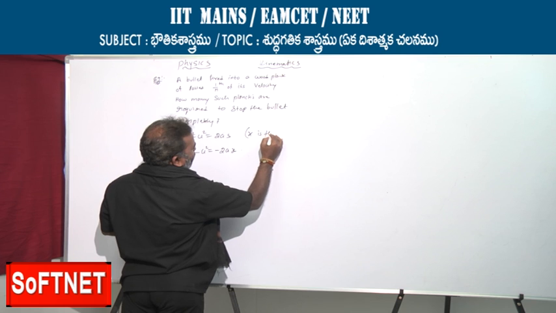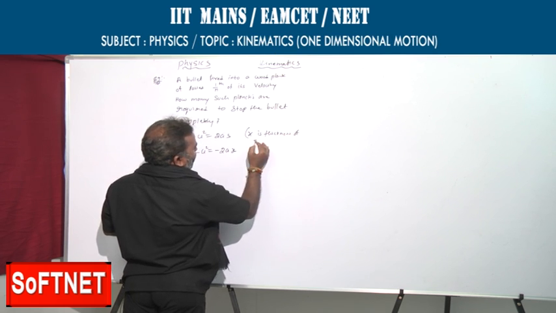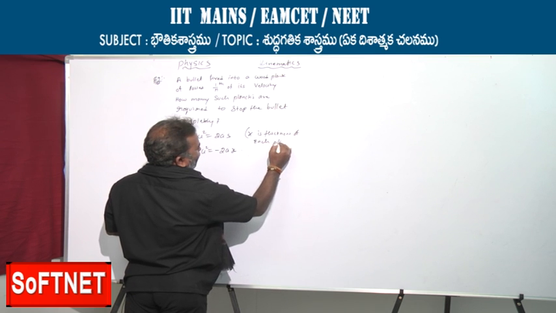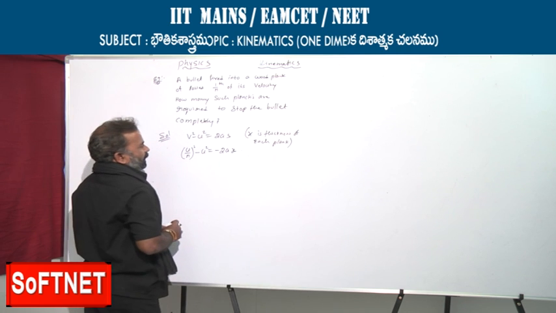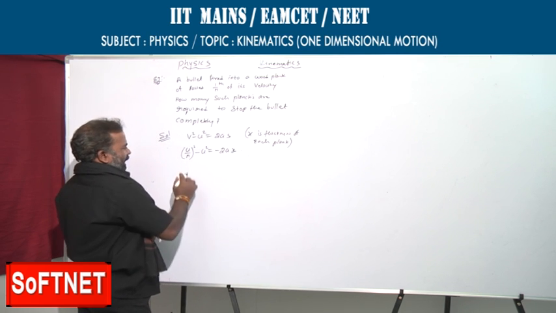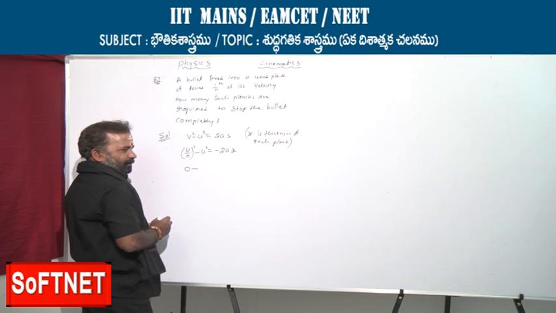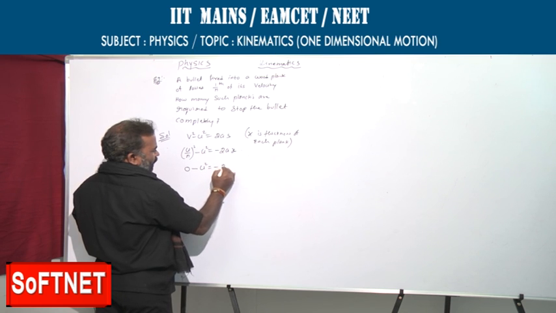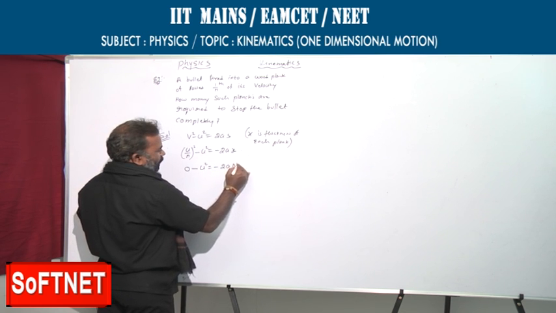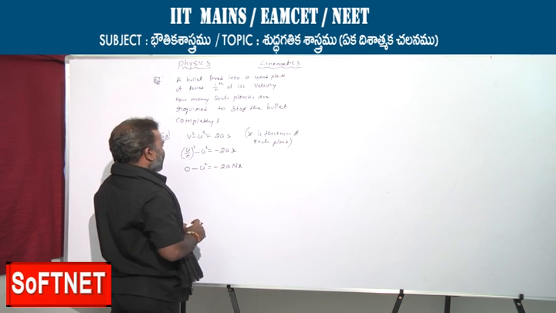x is the thickness of each plank. Now finally the second equation: it should come to rest. It starts with initial velocity, u² minus 2a. Total how many planks are required? Let us take capital N planks are required.